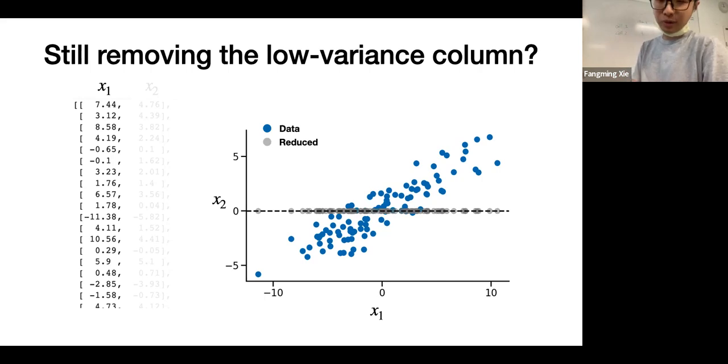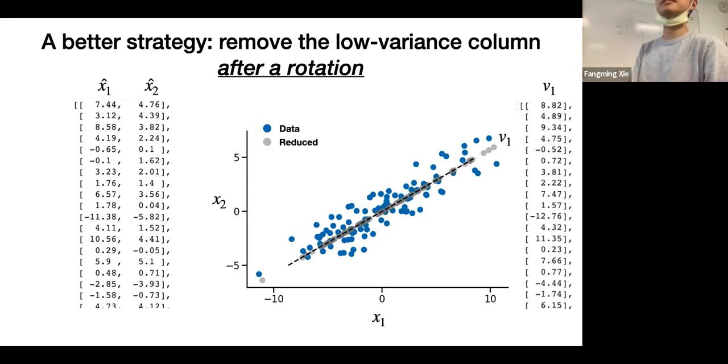I think everyone has the intuition here. If we want to remove one dimension, we could do something better like this, right? Let's rotate everything by a little bit, define this line as the one component you have, and project every point onto this one line. This line seems to preserve as much information as possible given our constraint. So a better strategy is to remove the low variance column, but only after a rotation. Let's first do a rotation and then drop the column that has the least variance.